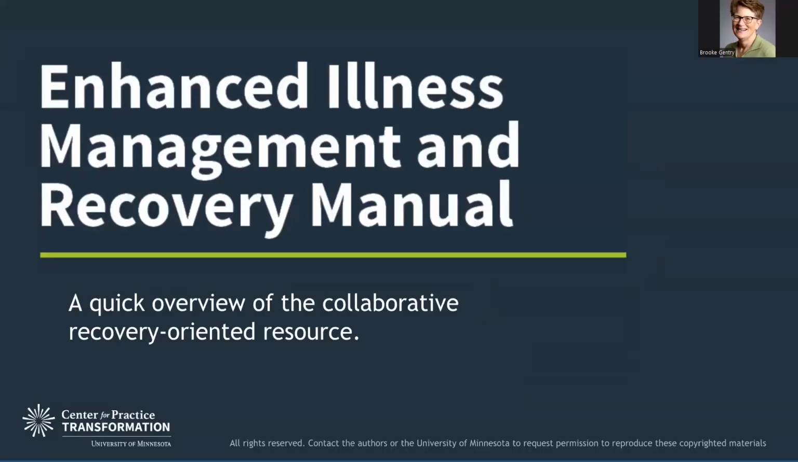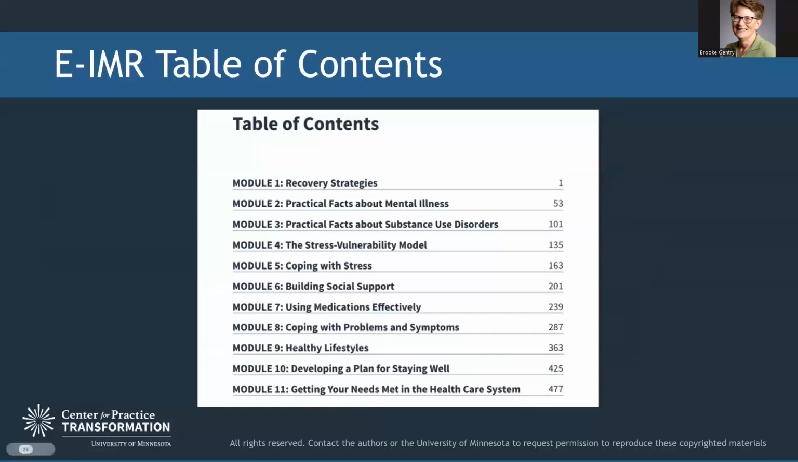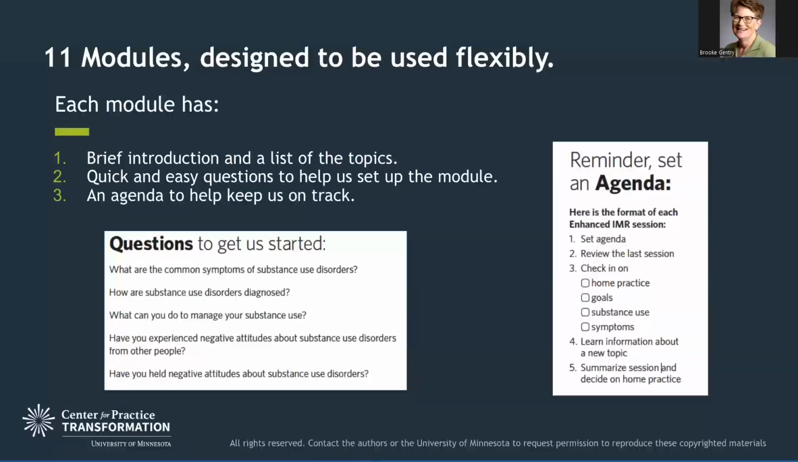So here we'll get into a little bit of the E-IMR manual. We'll just give you a quick overview here of what the E-IMR manual is and what it includes. Here we have the table of contents, which has all the different modules. Again, module 1 is all about recovery. 2 and 3 are really about psychoeducation, practical facts. The SVM shows up in module 4, and a fan favorite is coping with stress. For module 5, we've got building social supports, using medications effectively, and so on and so forth. Module 10 here is where we have relapse prevention. It's developing a plan for staying well. And then finally, getting your needs met in the healthcare system. So those are the different modules that are offered, and again, meant to be used flexibly.